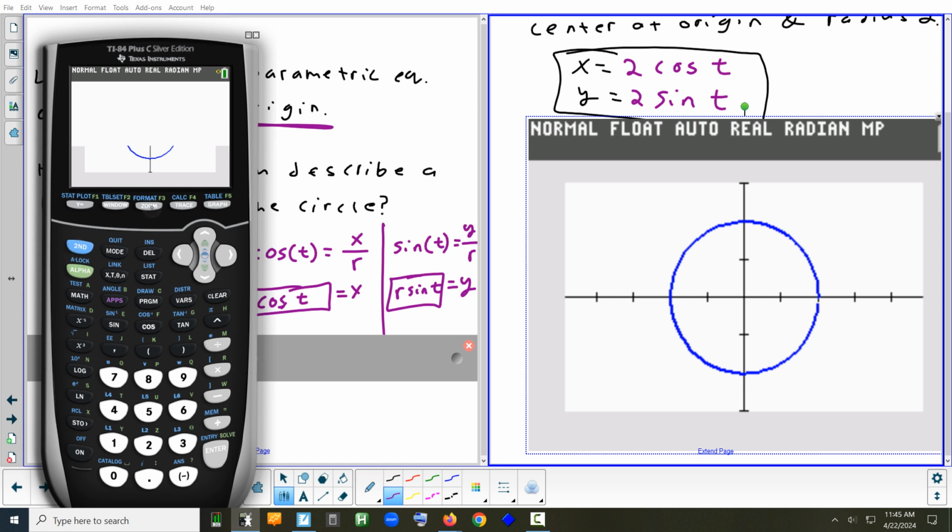Okay? And you can see that a little bit better if I make my axes off and hit graph. It's not quite connected. So let's think about why it's not connected. Okay, let me turn my axes back on. It has to do with the T step.